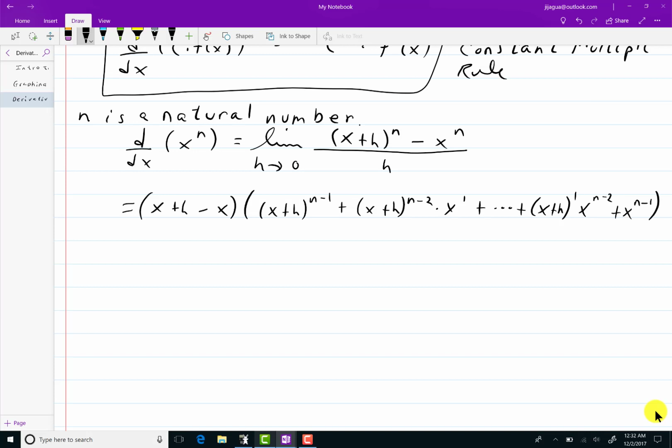So I just factored that term. In fact, I definitely need the limit in front of there. As h goes to 0, and all of this is over h.